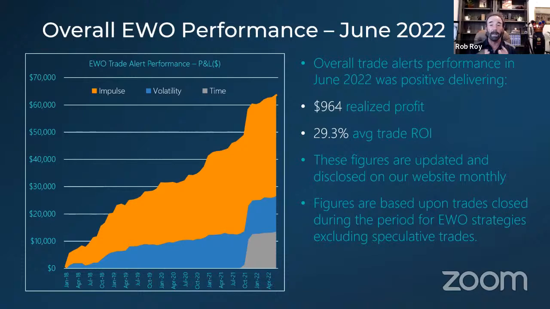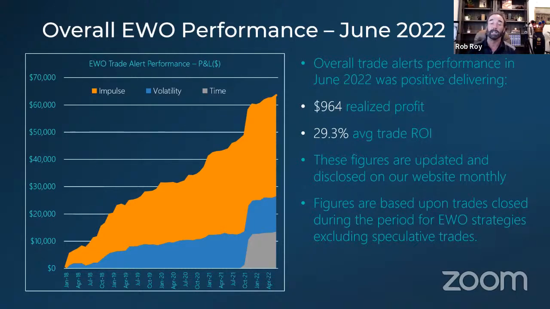What does that mean? Well, we actually have a portfolio that's not shown there. You can see the growth of the impulse, volatility, and time portfolios. Those are our three primary alert portfolios, but we also have a speculative portfolio. That's when we do some of that short-term stuff. The three main portfolios are based on specific searches that we share with our subscribers, and we let them know, here's the criteria, this is what we're doing. Obviously, Elliott Wave is a basis for everything that we do, but we have supporting indicators for everything else.